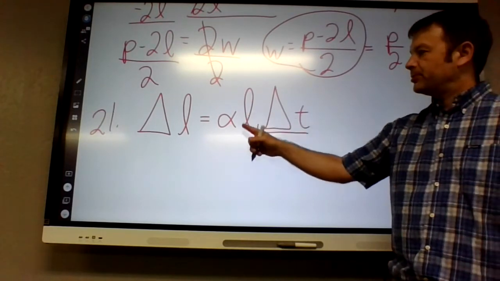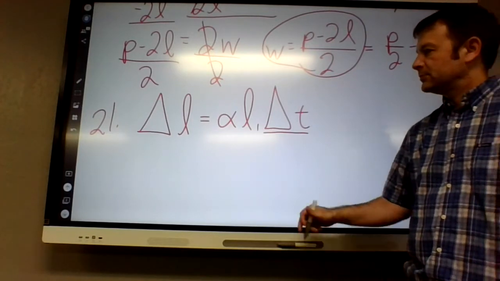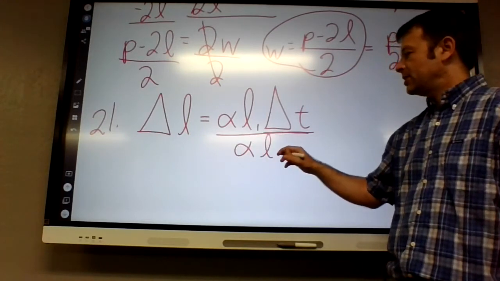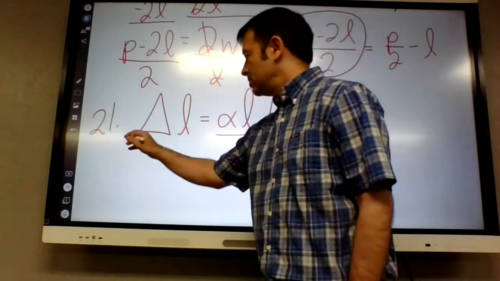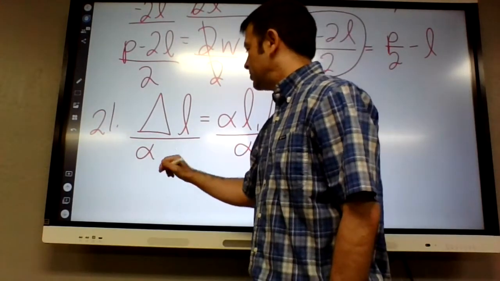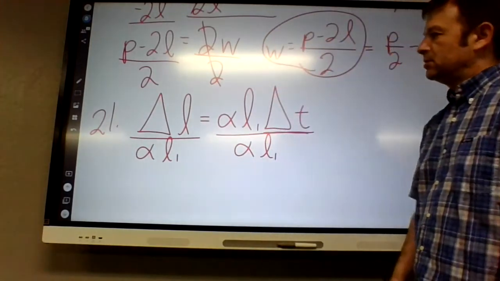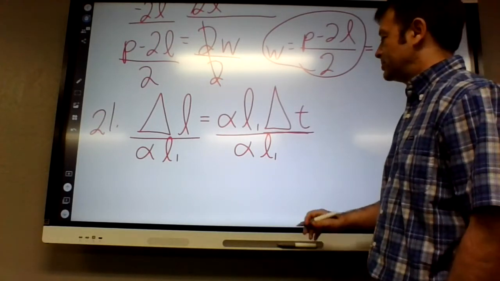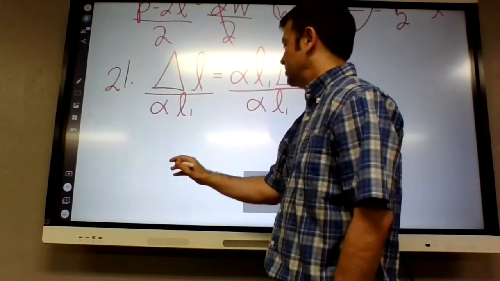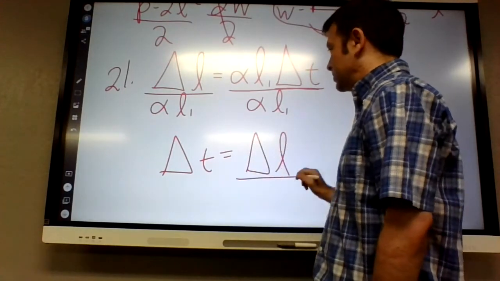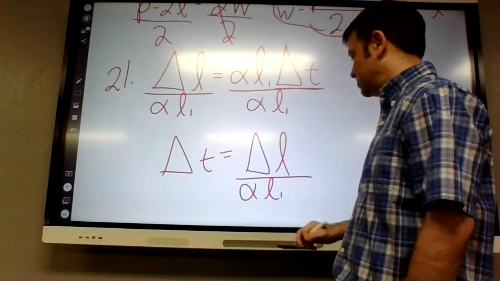So how do we get rid of these multiplied values over here? Divide. And you can divide them all at once. So you can divide by alpha L1. You don't have to know what these letters are called. You just have to move them around. Whoops. Alpha. And those L's do not cancel out because L and L1 are two different things. So that's pretty much it. Delta T equals delta L over alpha L1.